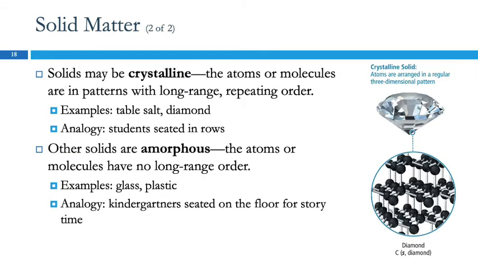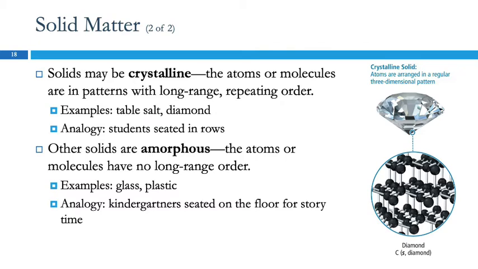Now, we can take solid matter and categorize that as well. We can talk about a solid that's crystalline or amorphous. A crystalline solid is going to be like a crystal. It's going to have a long-range repeating order to the particles. So this is a diamond, which is a crystalline solid, and we see there's a definite order to how those carbon atoms are arranged, as opposed to an amorphous solid where they're just kind of jumbled together and there's no pattern.